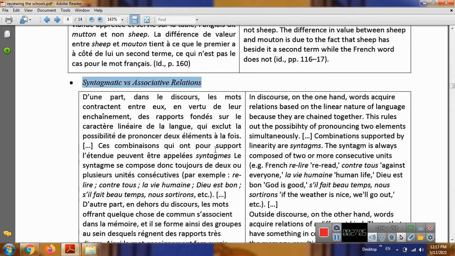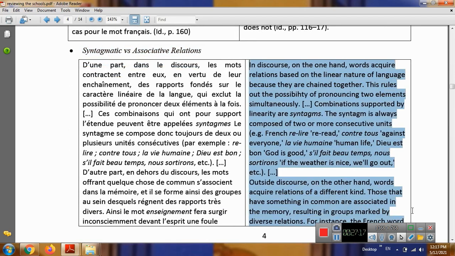Syntagmatic versus associative relation, or syntagmatic versus paradigmatic relation. They are the same. In discourse, on the one hand, words acquire relations based on the linear nature of language because they are chained together. This rules out the possibility of pronouncing two elements simultaneously. Combinations supported by linearity are syntagms. The syntagm is always composed of two or more consecutive units.